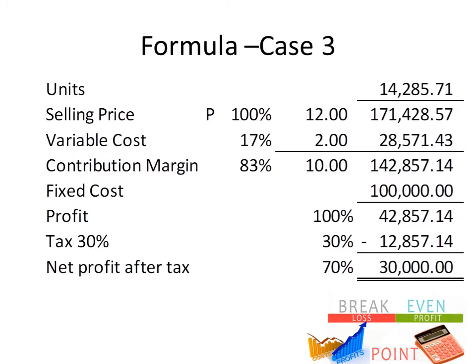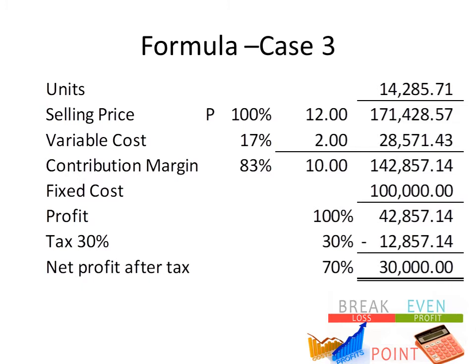We know that this is only 70% because the tax rate is 30,000. So we need to divide 30,000 by 70. That will give us 42,857.14. So we add it back to our 100,000 fixed cost so that we know that the contribution margin for the sale is 142,857.14. When we divide it by 10, this will give us roughly an average number of units of 14,285.